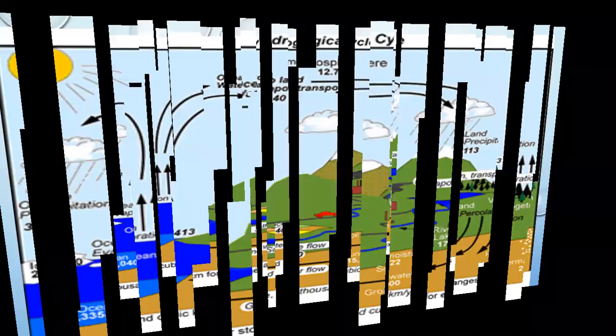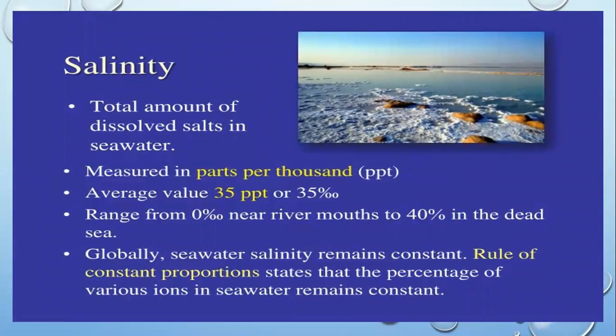Now, let us proceed to our next topic, that is the ocean salinity. Now see here, students, what do you mean by salinity of ocean? Salinity of ocean depends upon the content of evaporation and the volume of fresh water added to the ocean waters. Here in this picture, you see the total amount of dissolved salt in the seawater, ranging from 0% near the river mouths to 40% in the Dead Sea, and globally, the seawater salinity remains constant.